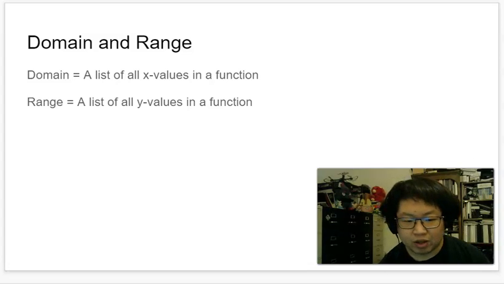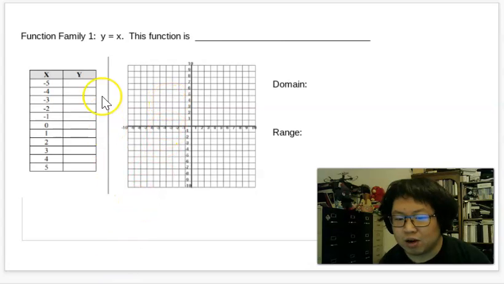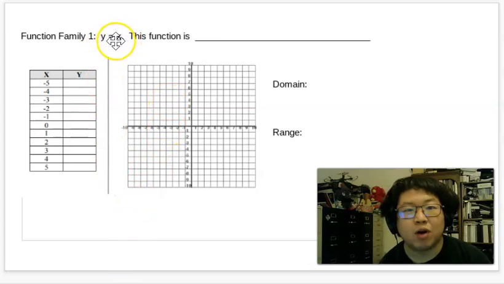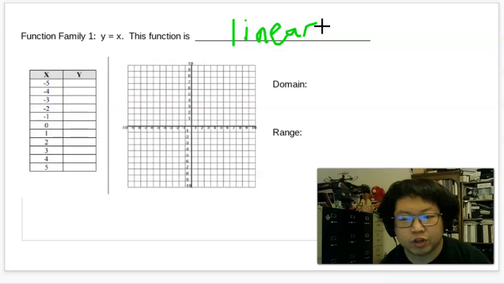All right. So let's get to our first function family and our first parent function. The first parent function here is going to be y equals x. Now, if you remember from your Algebra 1, we did a lot of work with this kind of function. This is the linear function. So this is a line, of course.